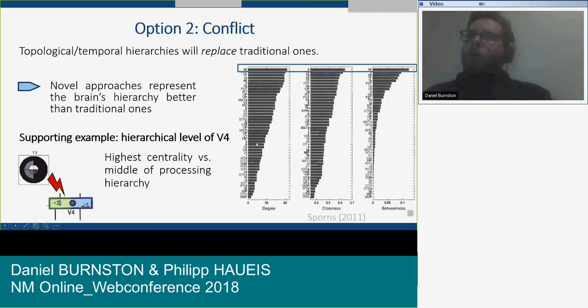Similarly, it turns out that according to both degree and betweenness centrality measures, closeness is a related measure, but let's just look at these two. According to these two measures, V4 is actually at one of the highest hierarchical levels of the entire brain. So let's think about this for a minute. According to the traditional view, V4 is at a very low level of the hierarchy within unimodal sensory cortex, but by the topological measures, it's actually one of the highest hierarchical levels in the brain. So we take this to be, again, a data point against the traditional view.